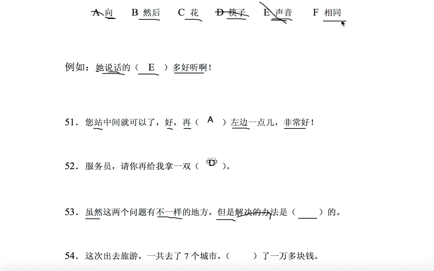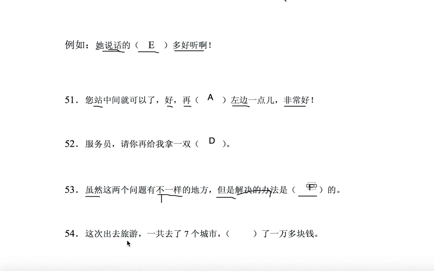相同 is equal to 一样, like I said before, 一样, 不一样. See this? 不 means not, 不一样。但是解决的办法是相同的, same, not same, same, okay? So it should be F, and then I'm going to delete this choice.